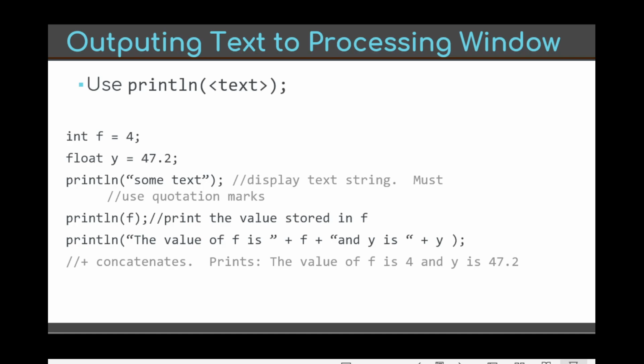Here's an example. Here's how you can output text to the bottom of your processing window. This is great for checking values and making sure things are progressing as you think they should be in your code. So here, you can output text using the println command. What that does is it prints a line of text that actually ends the line, and the next text you put out will be at the beginning of the next line. So it's a very handy little function.